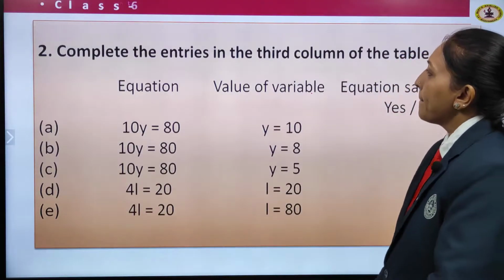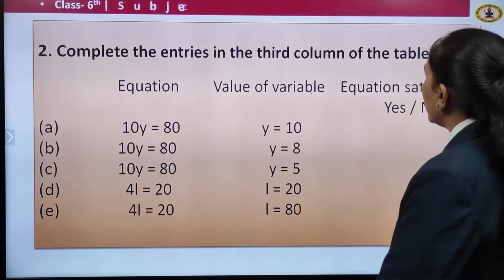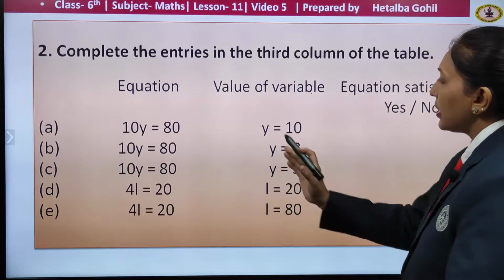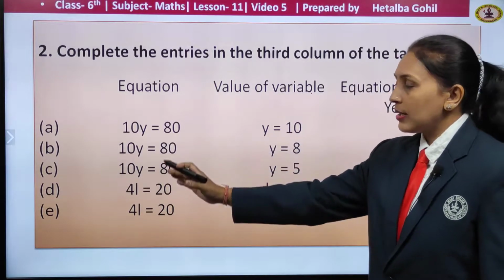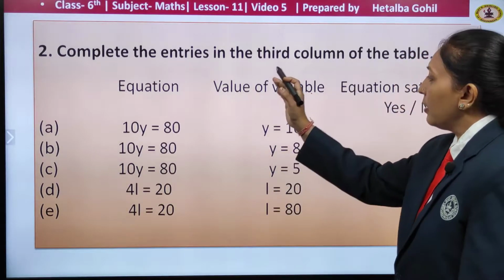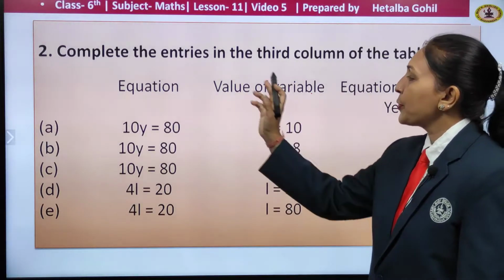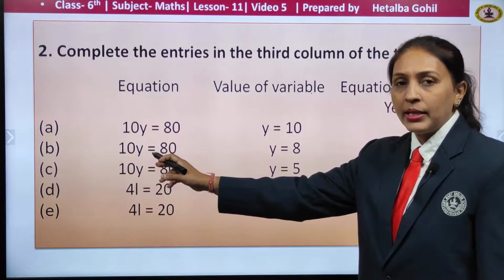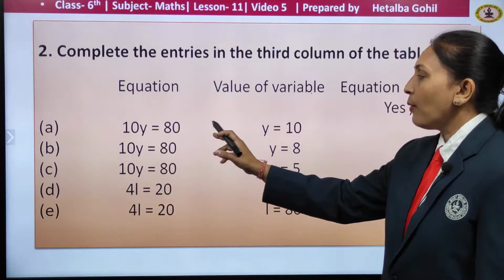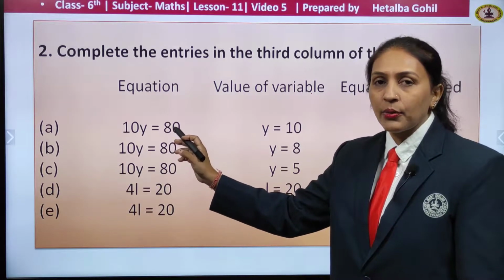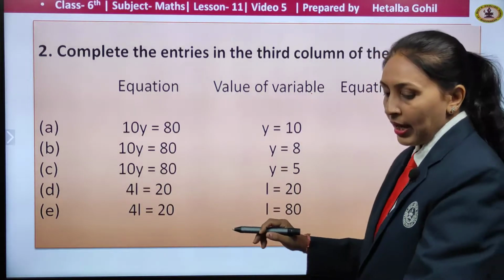Now, complete the entries in the third column of the table. Now children, here you can see a table is given. The first step we have equation, also the value of the variable given, and after substituting the value of the variable in the particular equation, we have to answer whether the value of the variable satisfies the equation or no. Okay, so let us solve.